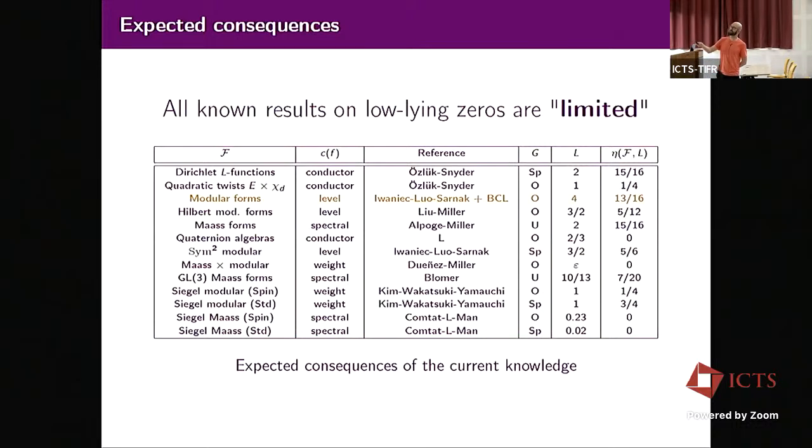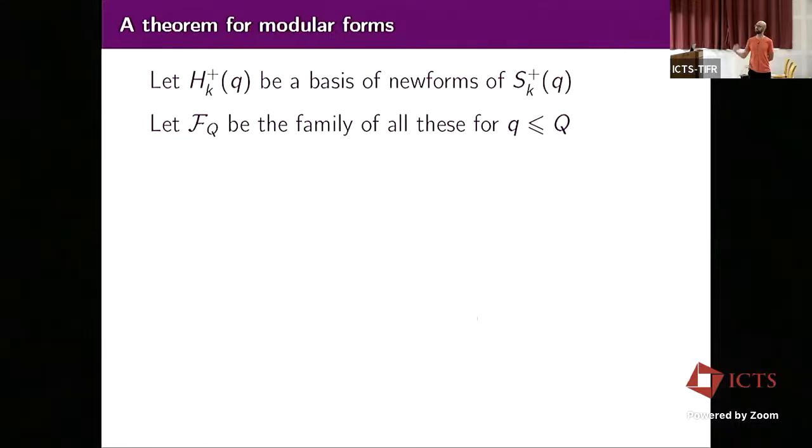Okay, and we'll be focusing on the case of modular forms, which is one of the most important cases that sparked all this literature, due to Iwaniec, Luo, and Sarnak in the level aspect. And in fact, that has been recently improved by Baluyot, Chandee, and Li up to support 4. And that would give a certain eta, and that's indeed what we got with Cha-Cha.